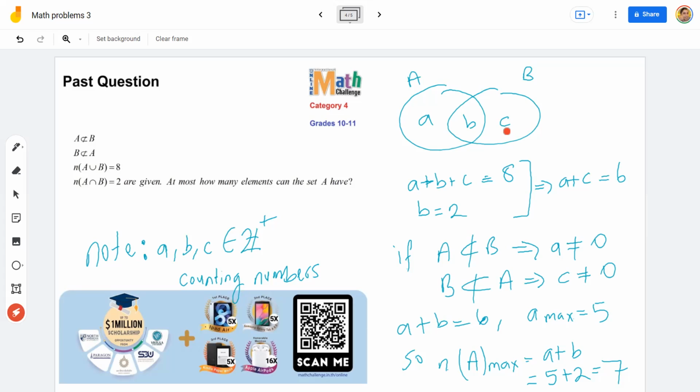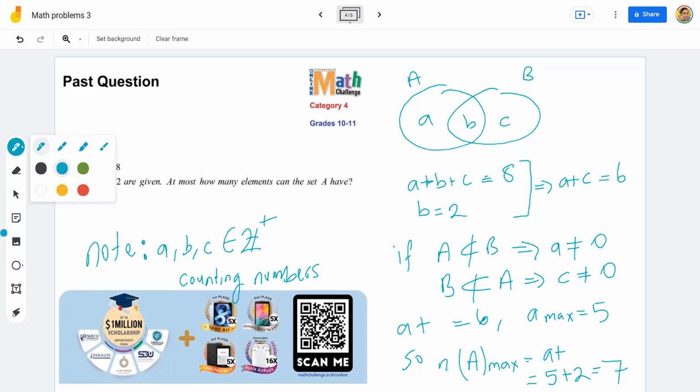And we know that C cannot be 0. And also these numbers are counting numbers, so they must be integers. So according to all these things, we can choose a C minimum, which is 1. Oh, wait. Here I have a small mistake. This will be C. Okay, sorry for the mistake.